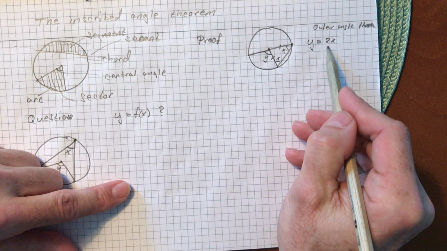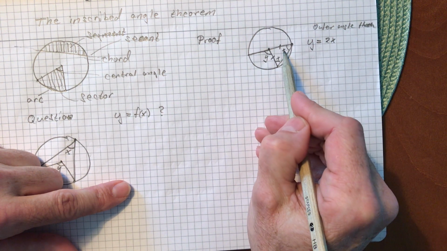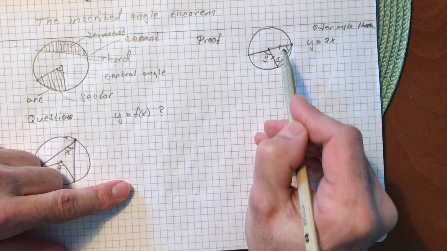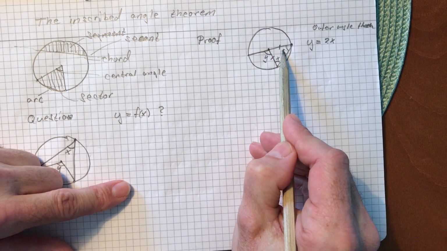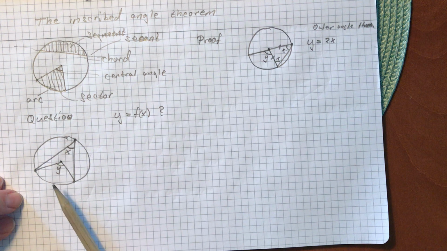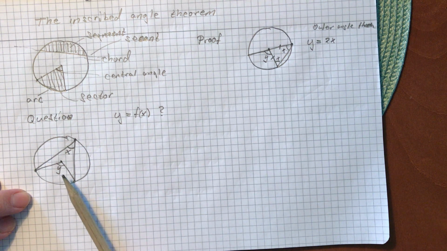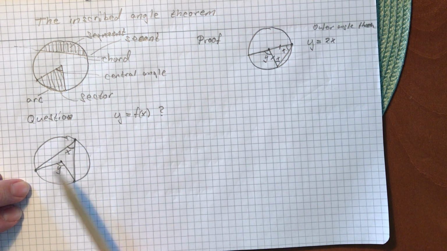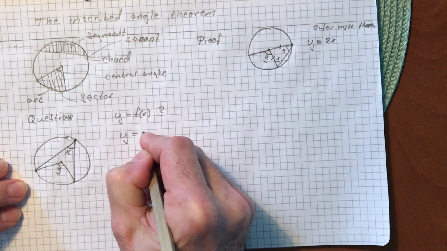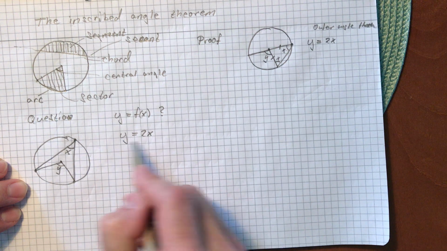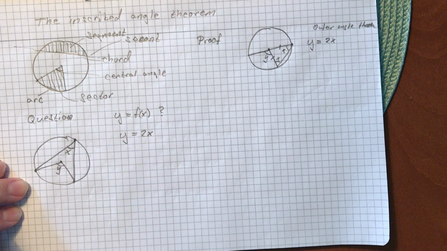Okay, so that is the relationship. That angle is half of this angle. So I need to take this angle and double it to get y. And that's the same for this angle. I will show you that for this way of drawing the angles too. So y is equal to 2x. This is the function and the equation that describes it.